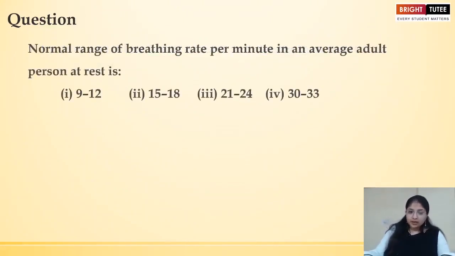The normal range of breathing rate per minute in an average adult person at rest is, so we have seen that the average rate is 15 to 18 at rest, right? As the activity increases, as the energy requirement increases, the rate of breathing also increases.